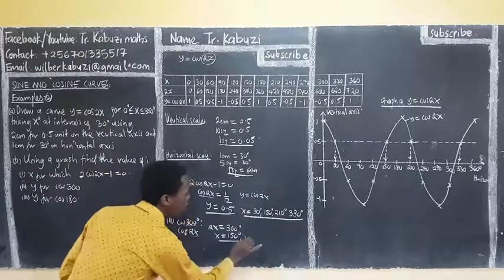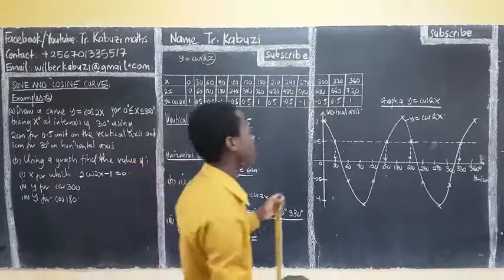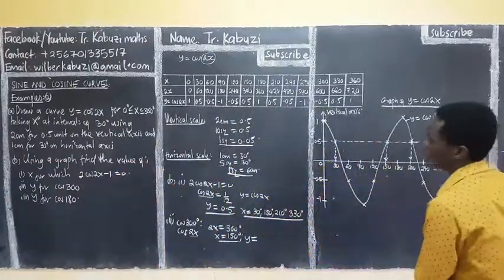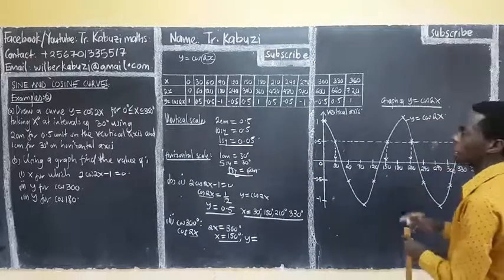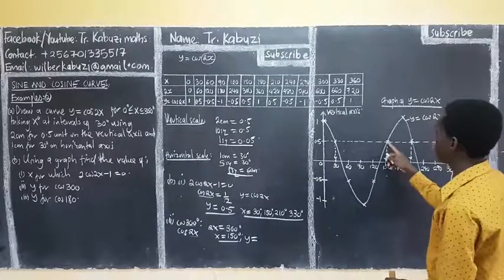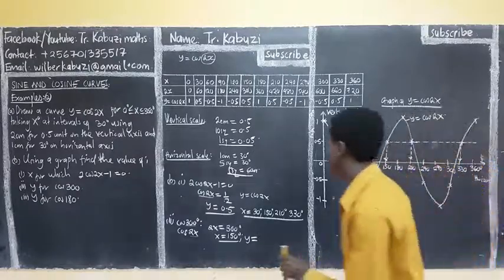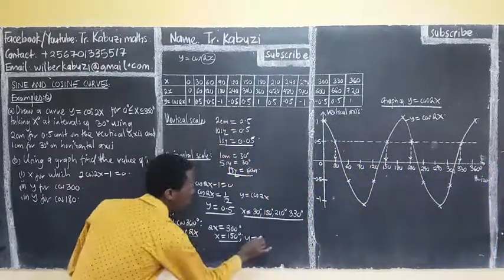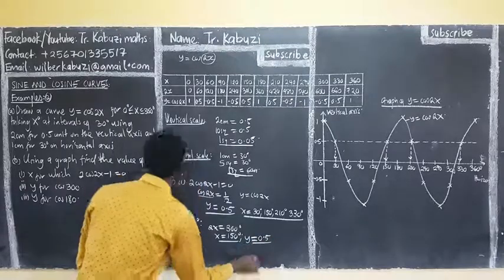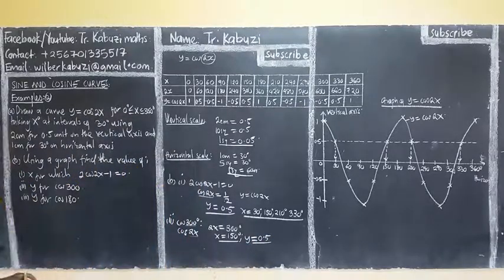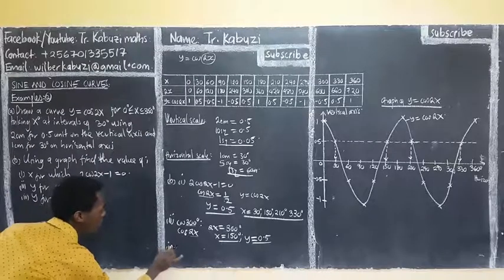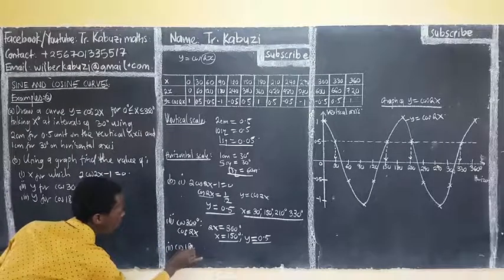Now I really want my 150 degrees. I need the value of y when x is 150 degrees. This is my 150 degrees. When I read the value here, from here and here, my y is 0.5. Now, let me go to when y is, for this value, cos of 180.